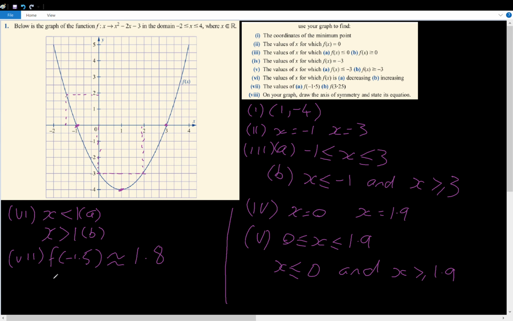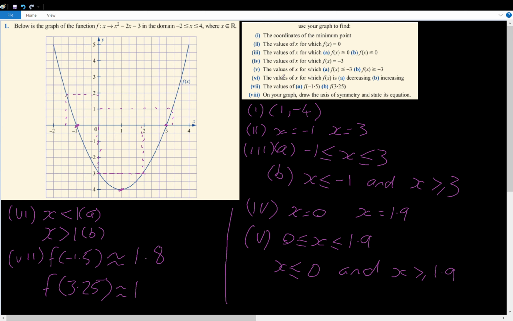And then for the second part of this, we're asked to get the f of 3.25. So we're going to go to 3.25 on our graph, which is here-ish. We're going to work up to our graph, and then we're going to work across to our y-axis. And this time we get 1. So this one is going to be approximately equal to 1.